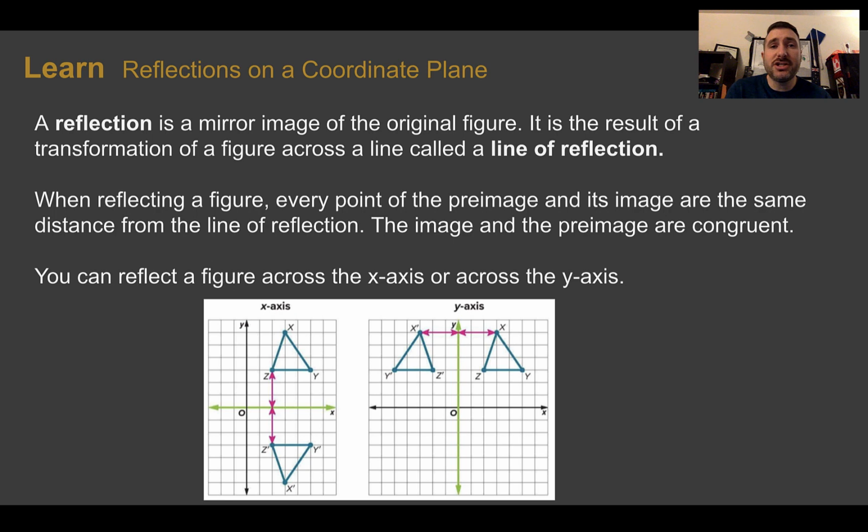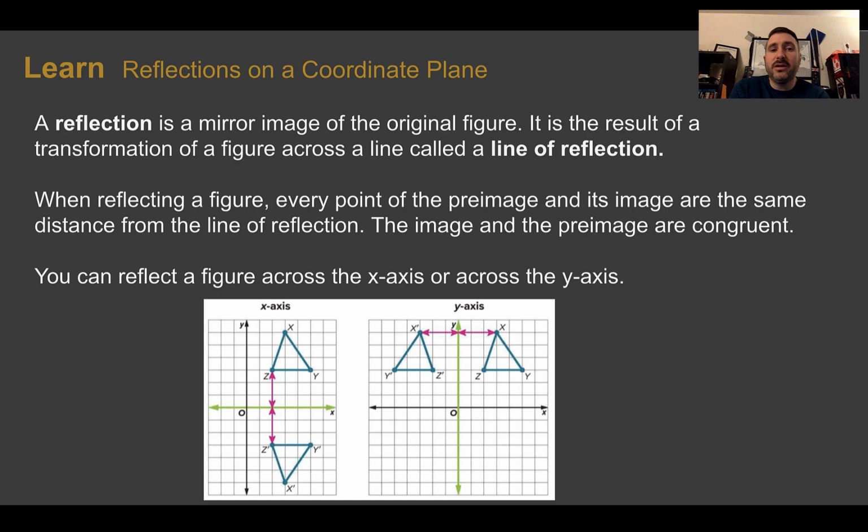Let's learn reflections on a coordinate plane. A reflection is just a mirror image of the original figure. It's the result of a transformation of a figure across a line called the line of reflection. When you are reflecting a figure, every point from the pre-image and its image are the same distance away from that line of reflection. In reflections, the image and the pre-image are congruent, again, meaning they have the same size and are still the same shape.